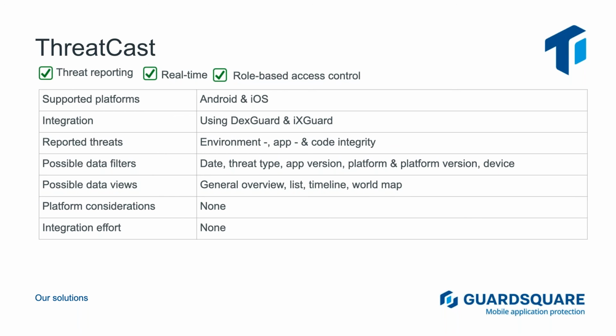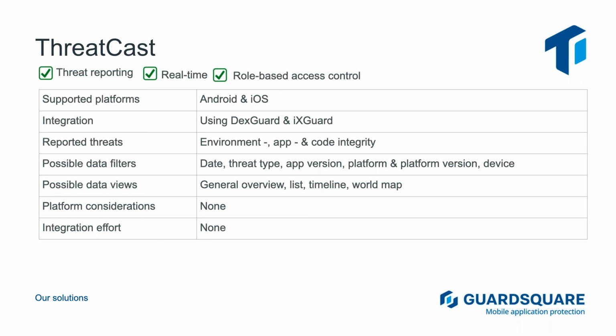ThreatCast is our monitoring system that can report back on dynamic threats that occurred to your application in real time. It's available for both Android and iOS, but it's important to mention here that you need to use DexGuard and/or iXGuard to be able to use ThreatCast. Once a dynamic threat is detected, for example, somebody tried to hook your app or tampered with your app, that will be reported to ThreatCast, and you can analyze that data in an online cloud environment.